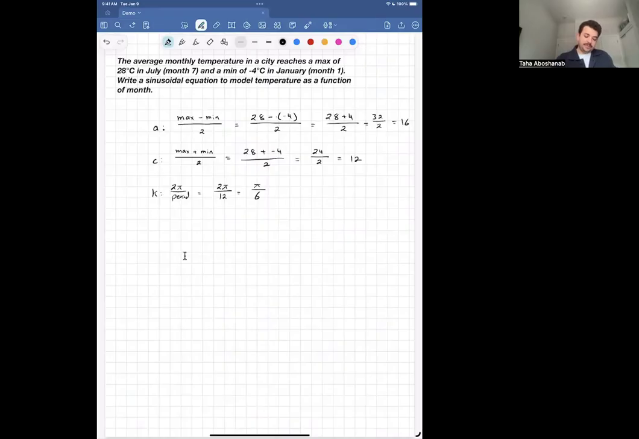We can say that, well, we know the maximum happens on July, which is month number 7. So we can shift the cosine function by 7. In other words, your D becomes 7. And now constructing your equation, it becomes y equals a cos. Oh, we're using cos, of course, because we know we're starting at a maximum, just like we saw in the other graph. A cos k (x minus d) plus c.